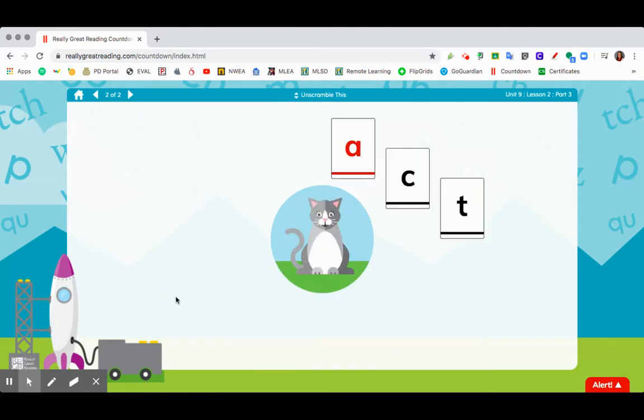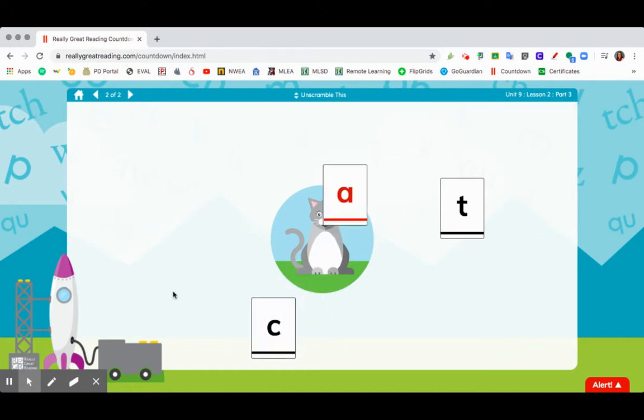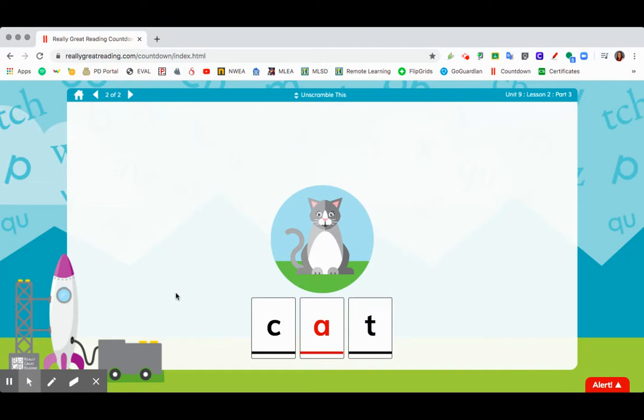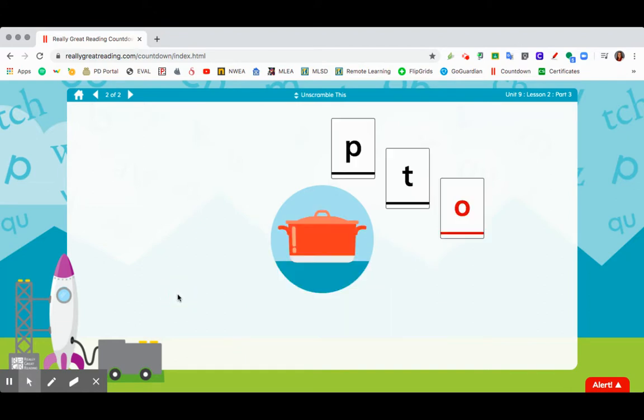Cat. Write the letters in order spelling the word cat. Cat. Here's our next one.